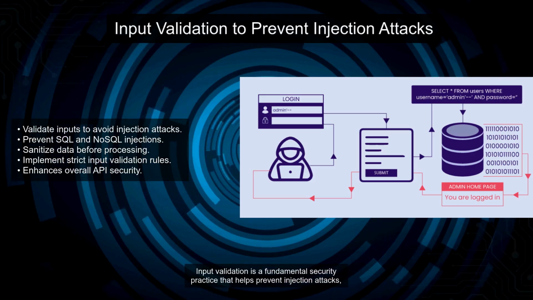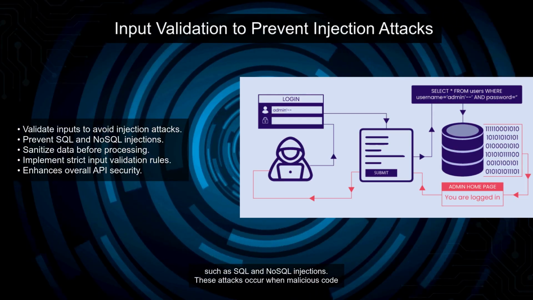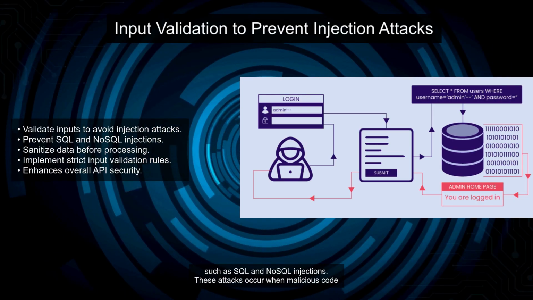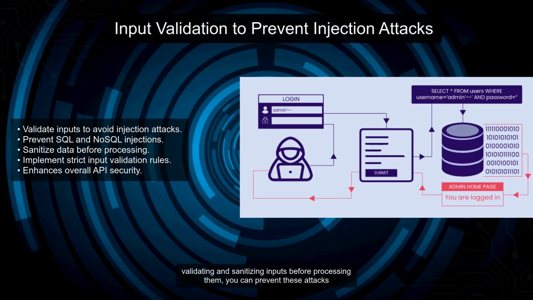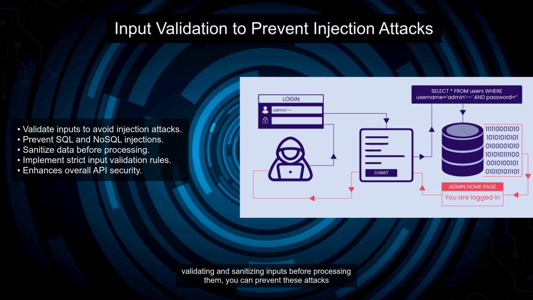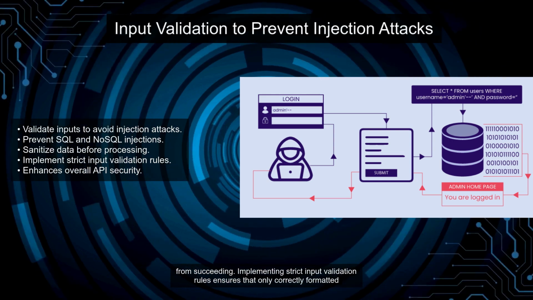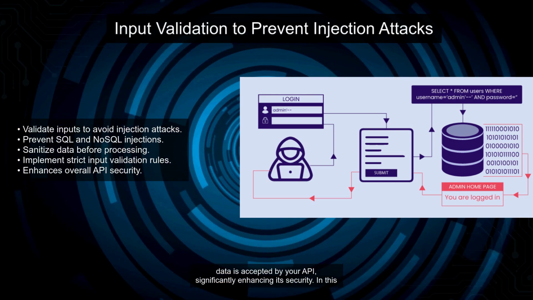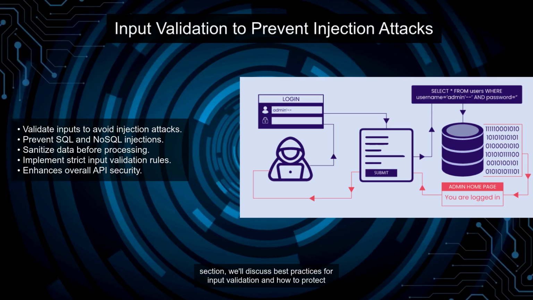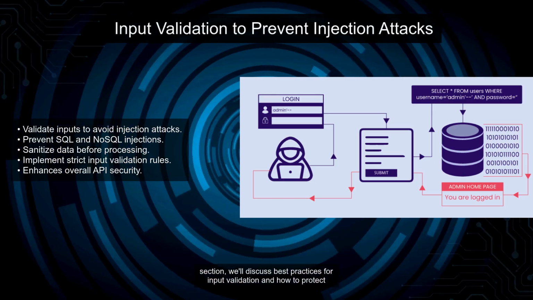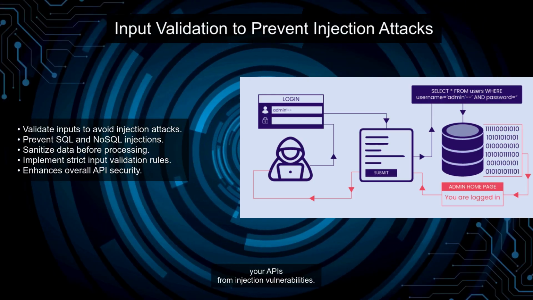Input validation is a fundamental security practice that helps prevent injection attacks, such as SQL and NoSQL injections. These attacks occur when malicious code is inserted into API requests, potentially compromising your database and application. By validating and sanitizing inputs before processing them, you can prevent these attacks from succeeding. Implementing strict input validation rules ensures that only correctly formatted data is accepted by your API, significantly enhancing its security. In this section, we'll discuss best practices for input validation and how to protect your APIs from injection vulnerabilities.